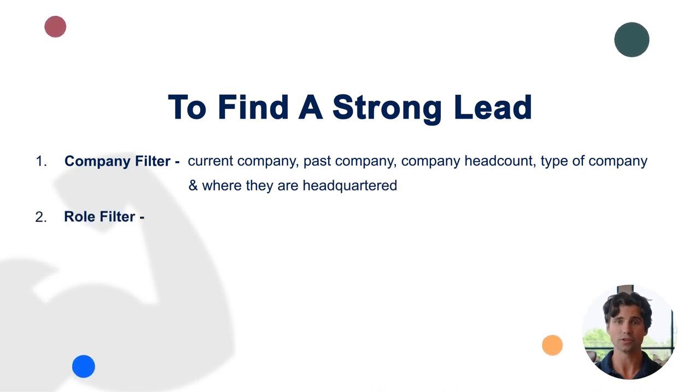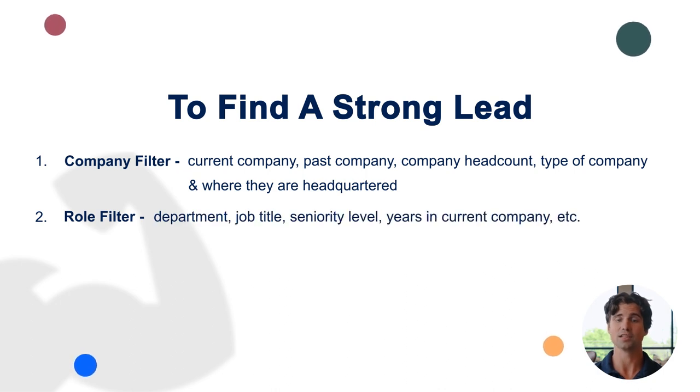You can use the role filter feature to search for specific job functions, like which department they're in, for example, sales, marketing, finance, IT. You can search by job title, VP of Sales, Director of IT, HR Manager, and you can search by seniority level, Director, VP, CTO. Years in current company and years in current position are other ways you can search.